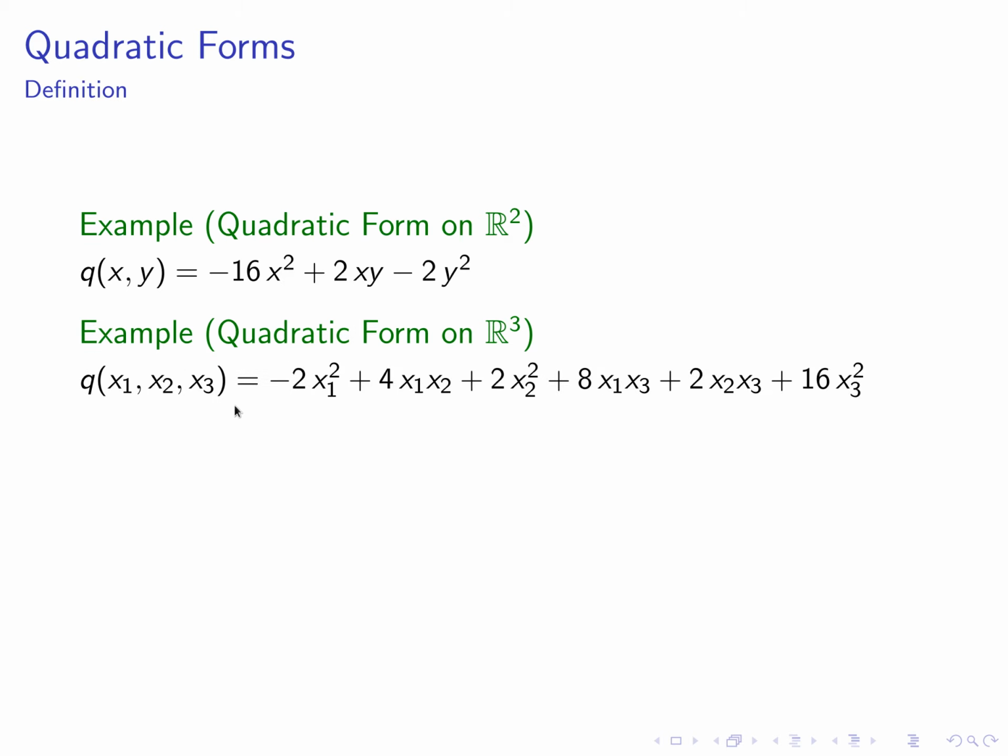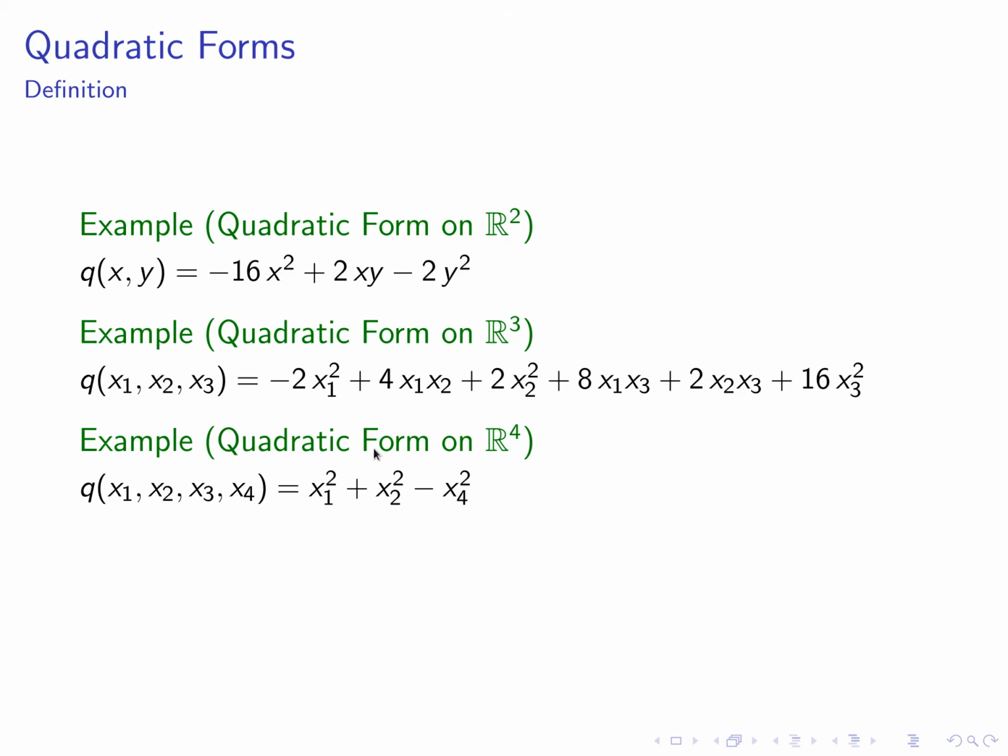Here is an example of a quadratic form on three variables. Here we are labeling the variables x1, x2, and x3. The first term is the choice of x1 twice, scaled by negative 2. Our second term is the choice of x1 and then x2, scaled by 4. Our next term is the choice of x2 twice, scaled by 2. Our next term is the choice of x1 and then x3, scaled by 8. The second to the last term here is the choice of x2 and then x3, scaled by 2. And our last term is the choice of x3 twice, scaled by 16.